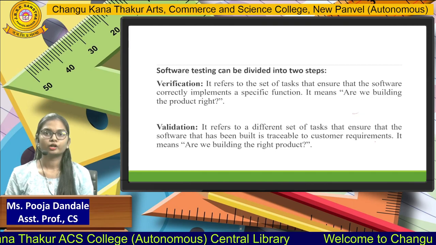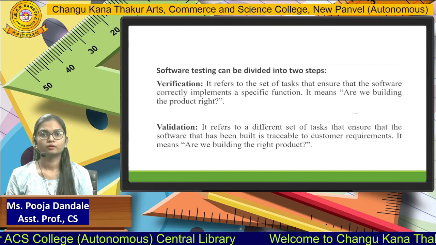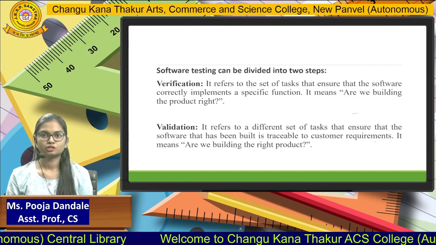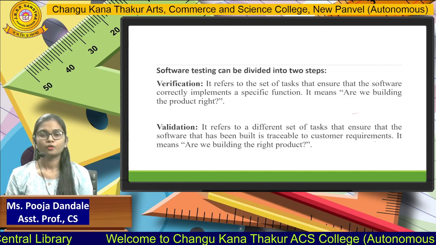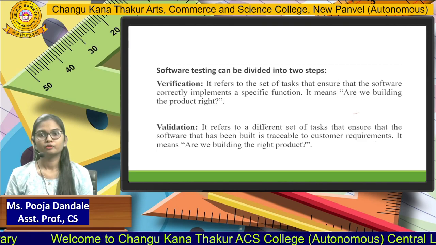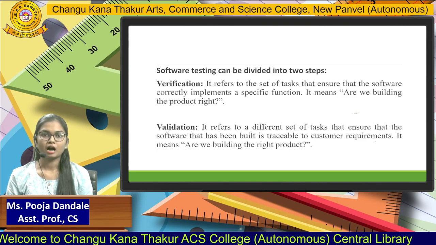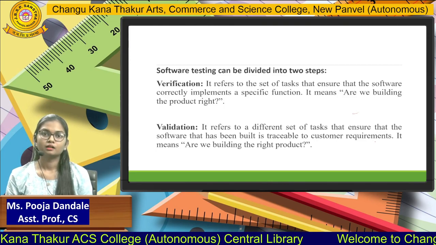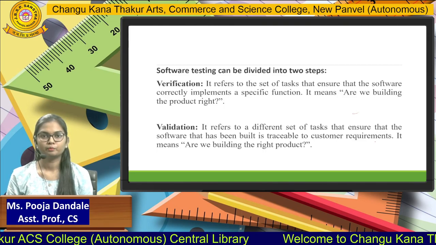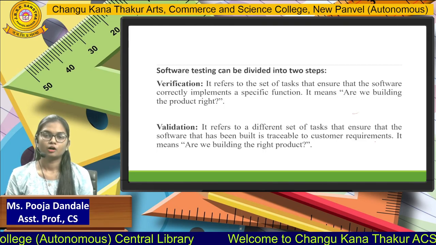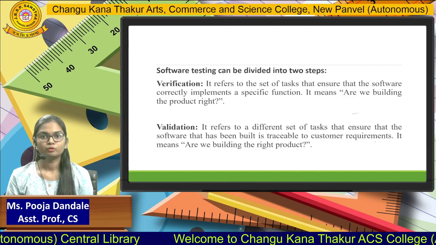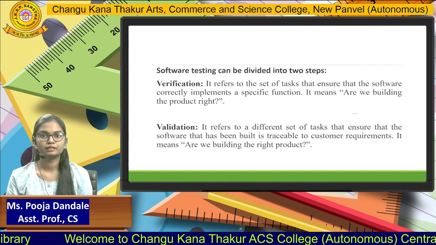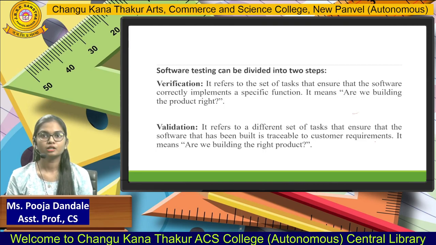Now, when we are talking about software testing, there are two very basic steps which we have to go through. The first one is verification and the second one is validation. When we talk about verification, the main question we ask our team members is, are we building the product right? This means that we have to make sure that the software is correctly implementing the specific functions.